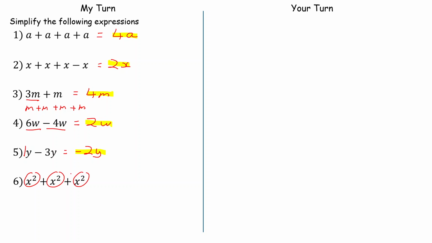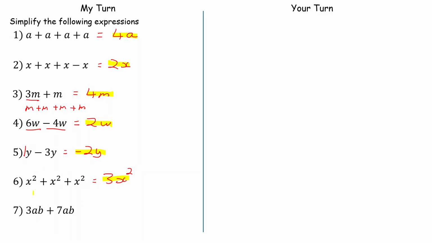But importantly, these are all like terms because they're all x squared. And you can see you've got 1x squared, add 1x squared, add 1x squared is equal to 3 lots of x squared. So that is your answer for this one. Let's give that a highlight.